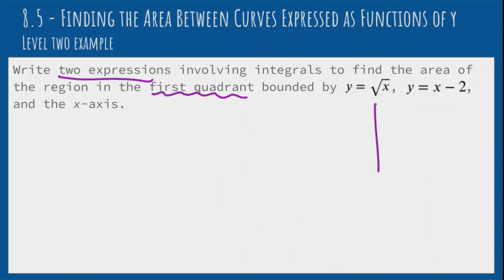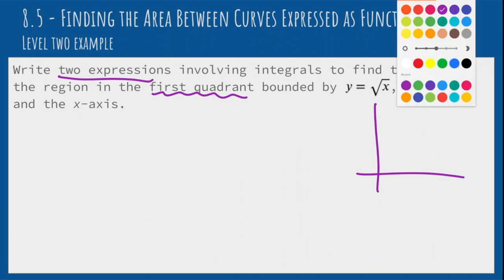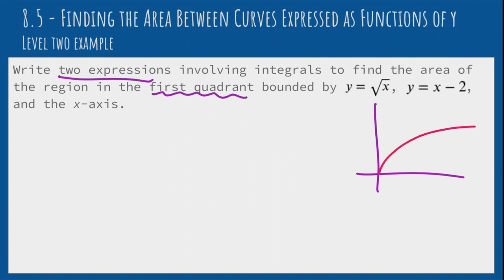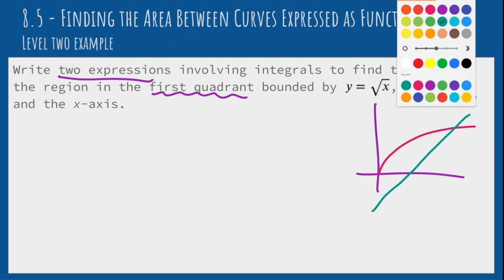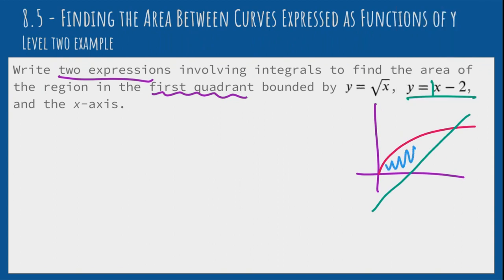First of all, we're going to be in the first quadrant. So we're looking just up in this region here. We know what the square root function looks like. So y equals the square root of x is going to look something like this. And we know that this other function is going to be a line with a slope of 1 and a y-intercept of 2. So with a y-intercept of 2, it's going to look something like this. That may not be perfectly drawn to scale, but it does give us an idea, and the region is going to look something like this.